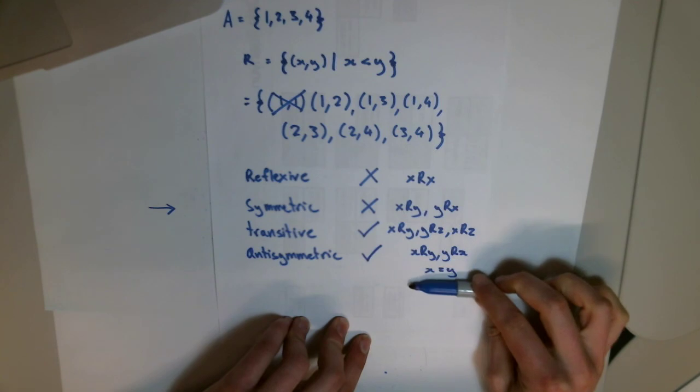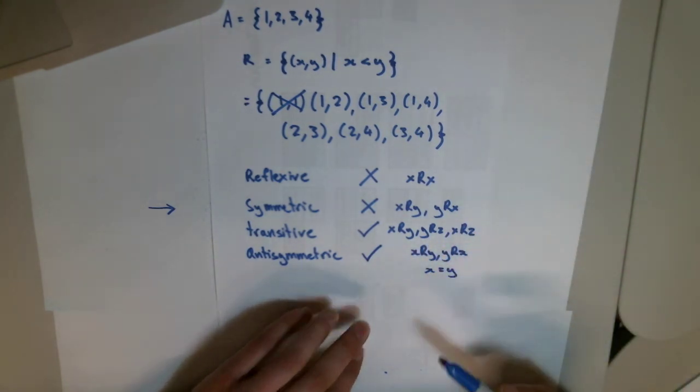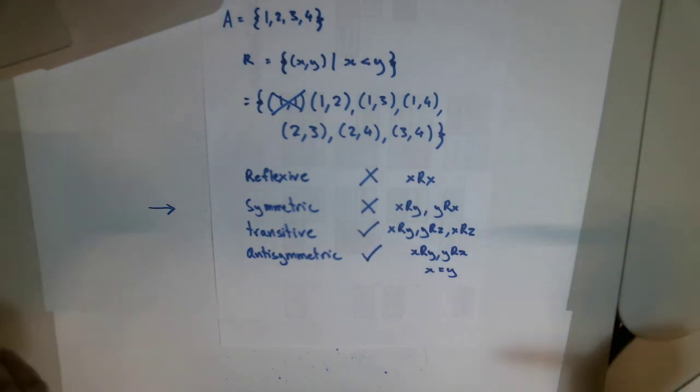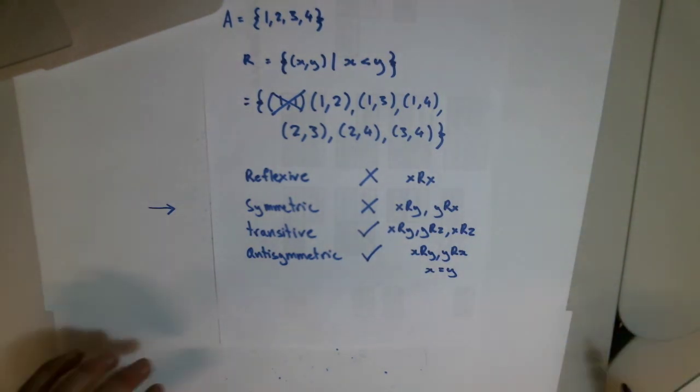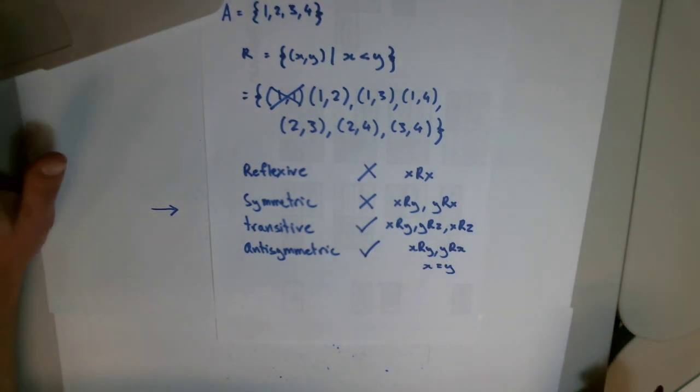Even though we don't have any clear cases where x is equal to y, it is antisymmetric because we don't have any counterexamples. So we'll finish up this first example here, but I'll do some more complicated examples in the next couple of videos.